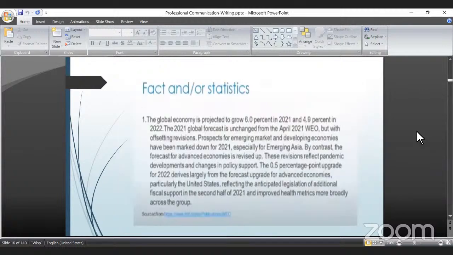Now, this is an example of how supporting sentences are written as facts and statistics. Okay. Now, facts and or statistics, because most of the times they go together, right? So to state facts, sometimes you also need help from the statistics, which is why it is "and or." But they can appear on their own also, not necessarily dependent on each other. So read through that.